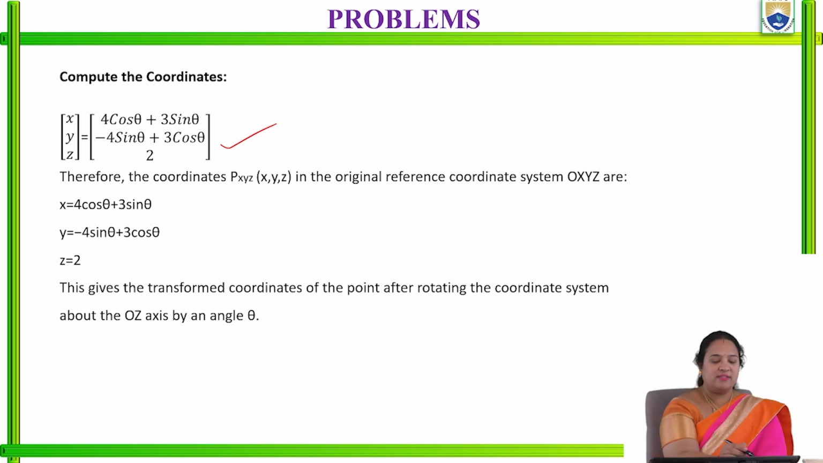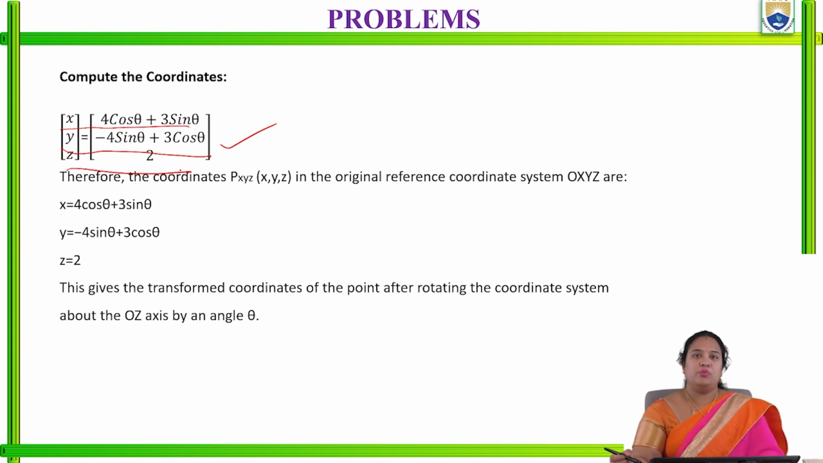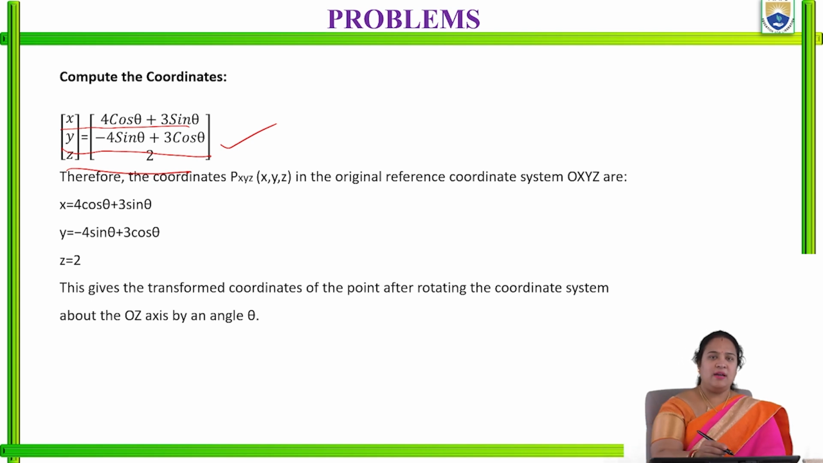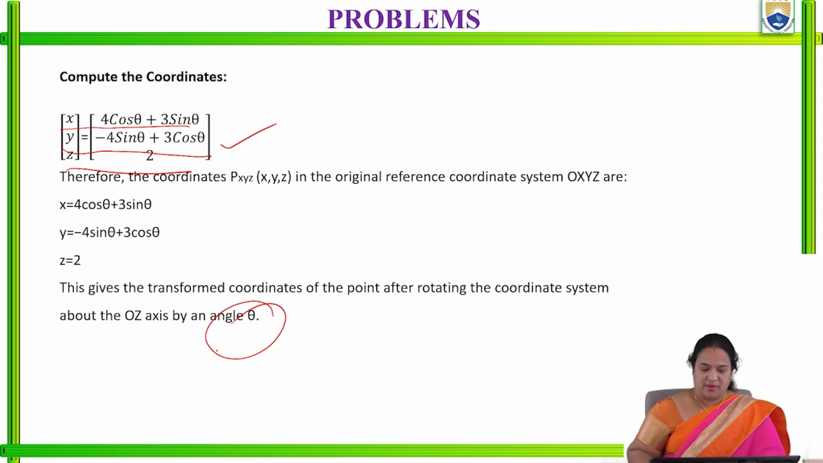That is, X is equal to 4 cos theta plus 3 sin theta, Y is equal to minus 4 sin theta plus 3 cos theta, and Z is equal to 2. Right? Now this gives the transformed coordinates of the point after rotating the coordinate system about OZ by an angle of theta.